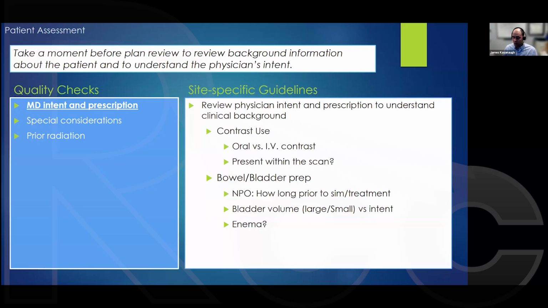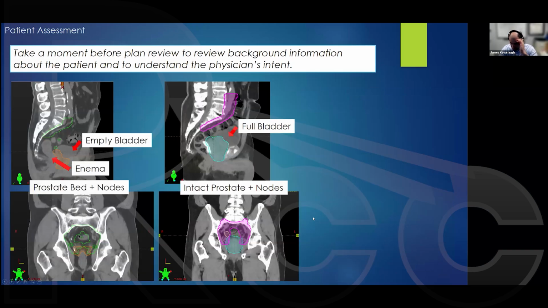Is there NPO? How long do we have the patient refrain from eating or drinking prior to sim and treatment? Do they need an enema? All of these are considerations that as physicists, we should be looking for either at sim or even in the treatment planning review process. Some examples of what that looks like.